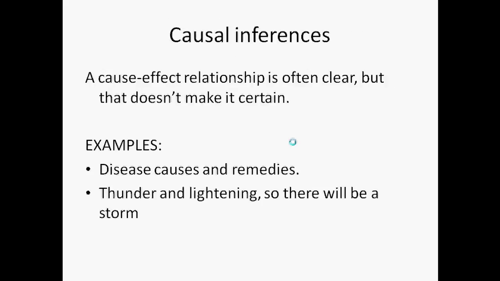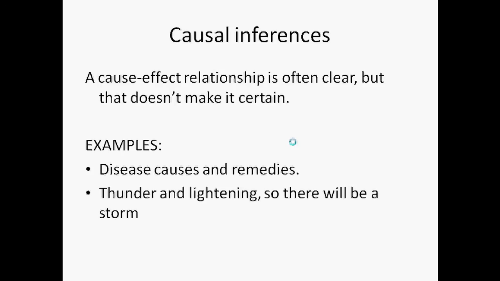Causal inference. Causal inference means cause-effect. And often, if there's a cause, then the effect will occur. For example, if you smoke, you'll get lung cancer. There's a cause, there's an effect. If you take penicillin, it'll cure your infection. If you hear thunder and lightning, there will be a storm. These are all things where there's a cause and there's an effect. Of course, the lightning and thunder are actually the effect of the storm.